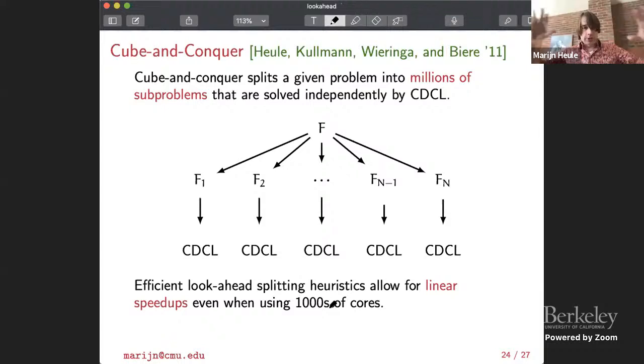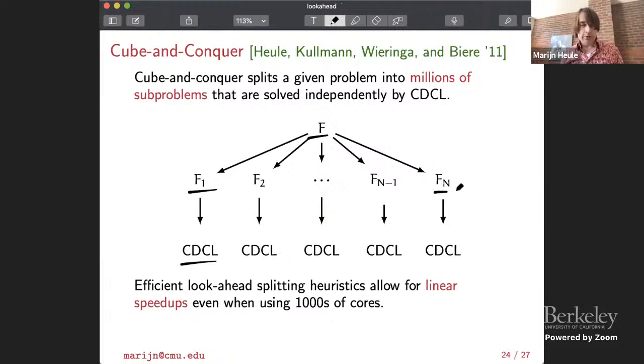It builds the DPLL tree to some level. And then for all the leaf nodes in the DPLL tree, at some cutoff level, we're going to call a CDCL solver. And so we split our formula F into n different subformulas, the leaf nodes at some cut in the DPLL tree, and then we solve them effectively using CDCL.